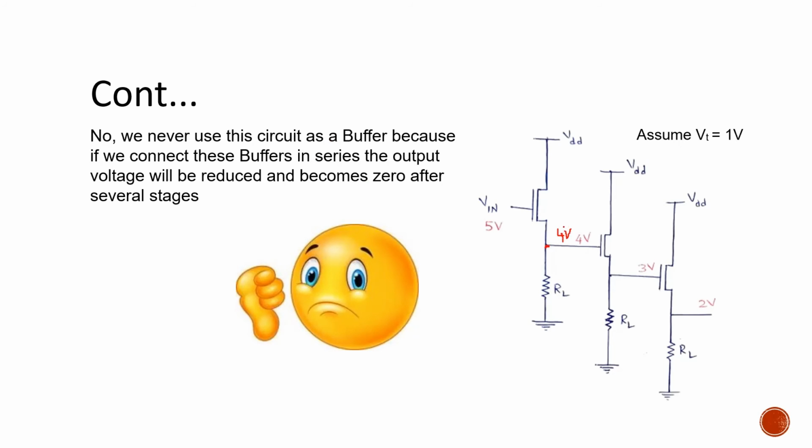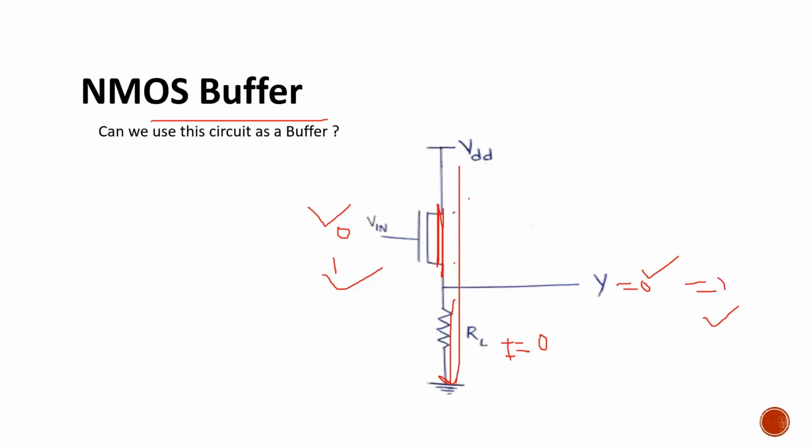Because guys, if it is 4 volts, then only it satisfies that saturation region equation. Okay. So what's our point is, as the number of stages increases, the output value reduces. After a few stages, this 5 volts logic 1 may reach logic 0. This should not happen. That is the reason we are not considering the previous circuit, which is an NMOS buffer; this one is not at all an NMOS buffer.